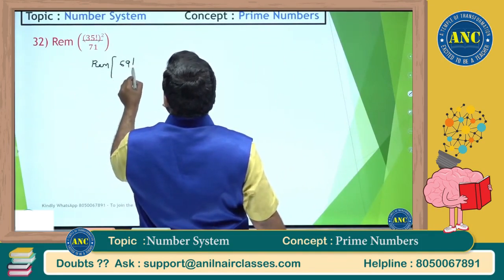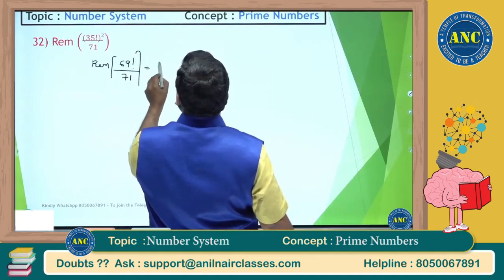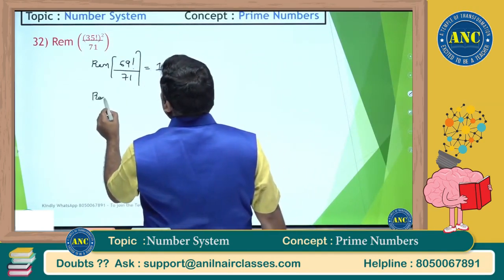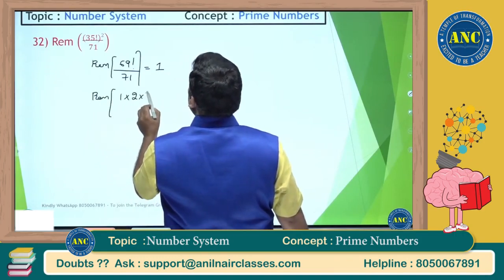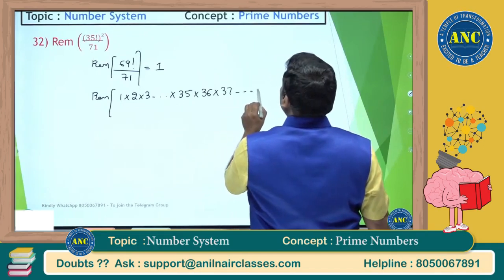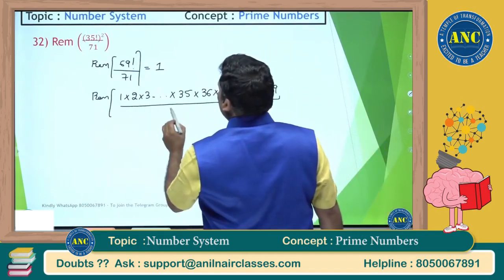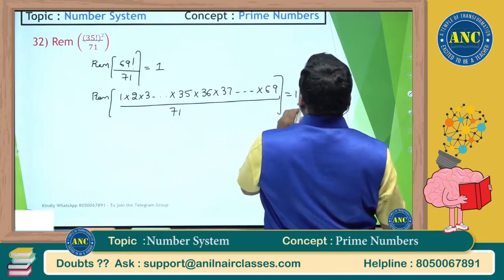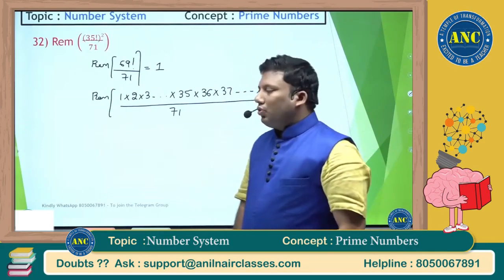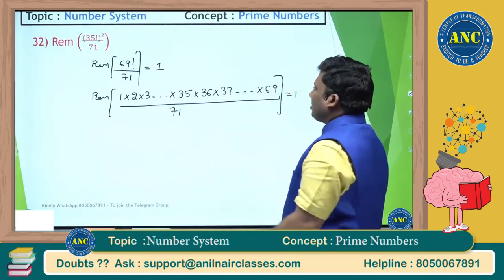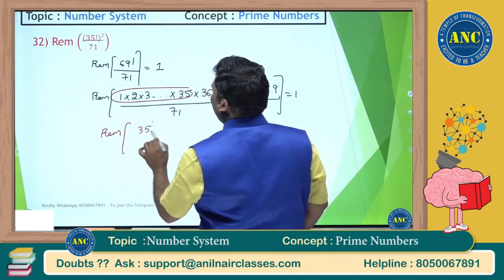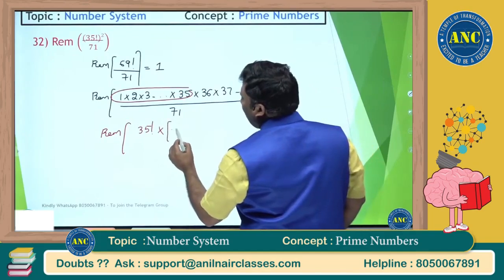So if I use p minus 2 factorial, 69 factorial by 71, it is 1. 69 factorial can be written as 1 into 2 into 3 till 35, 36, 37 and so on up to 69, divided by 71, it is 1. 1 into 2 into 3 till 35, product of all the natural numbers from 1 to 35, 35 factorial.